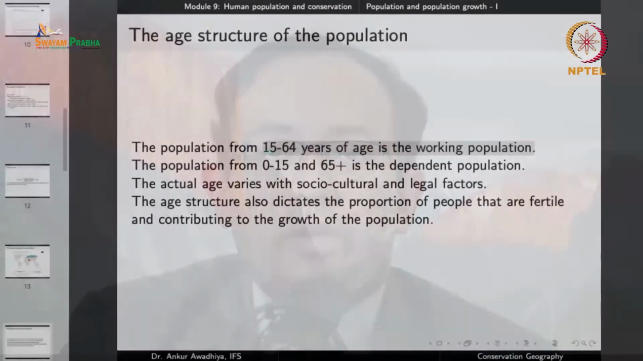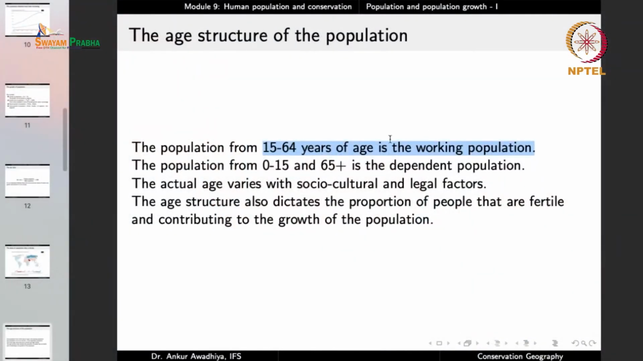Now, the working population will be dependent on a number of factors. For example, in certain countries, it is illegal to employ child labor, or in certain countries, education is given a very great amount of importance, and so people tend to remain in schools and universities till a very great age. So people will enter into the workforce in, say, their late 20s or early 30s. That is also possible. But overall, all over the world, roughly 15 to 65 years of age is the working age.